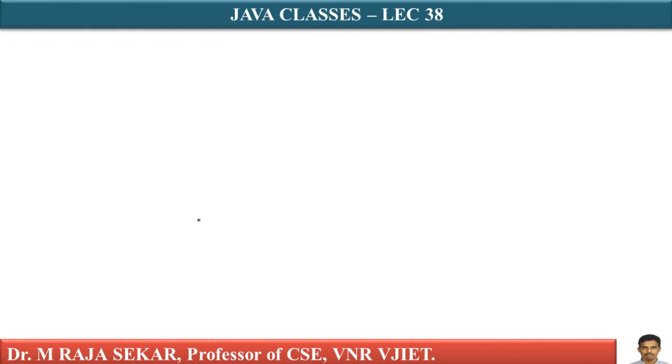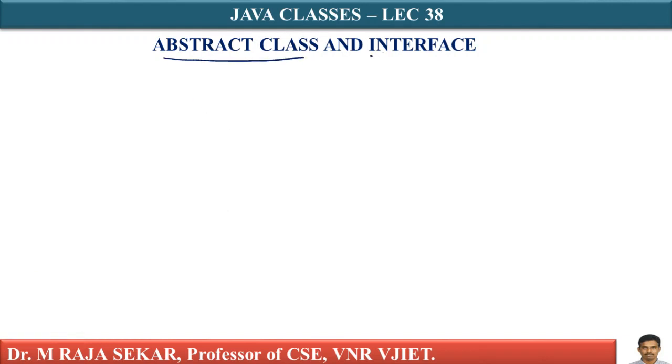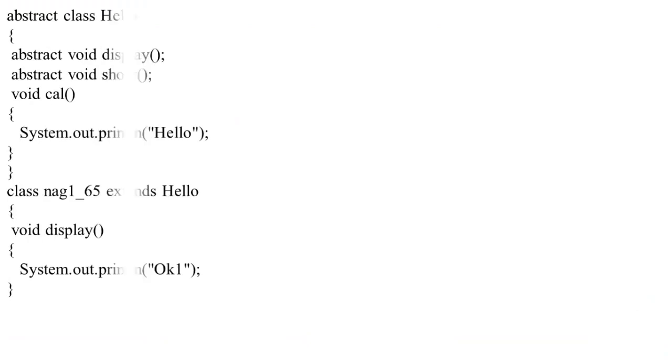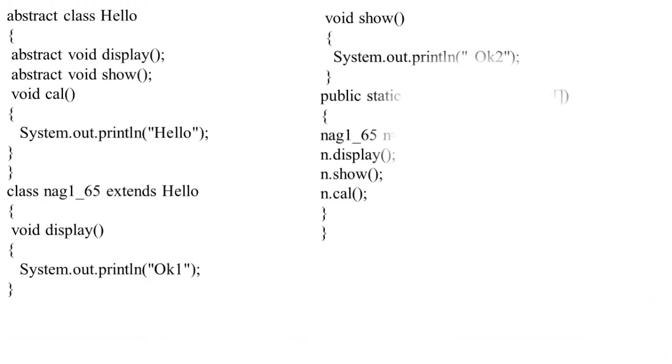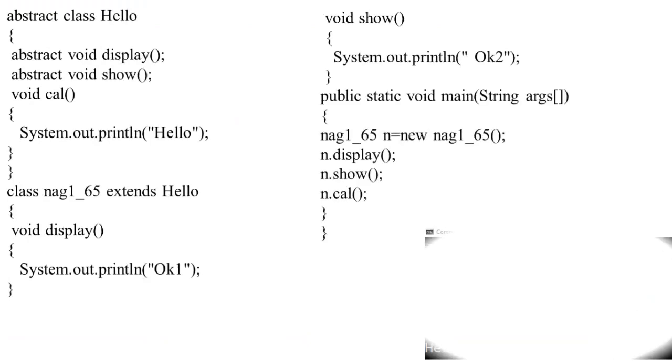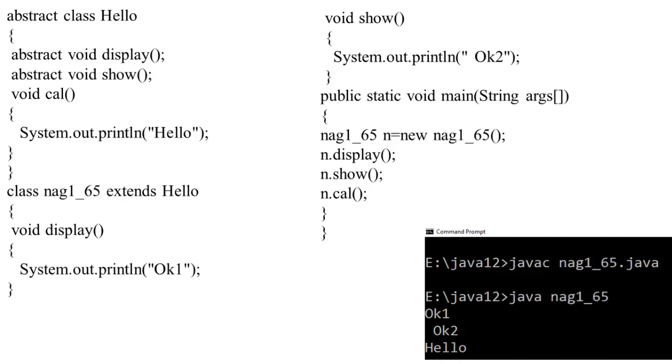In this lecture, we will try to understand the difference between abstract class and interface. Before understanding the difference between abstract class and interface, let me recall a program which I discussed about abstract class. Just see, this is the program which I discussed about abstract class.